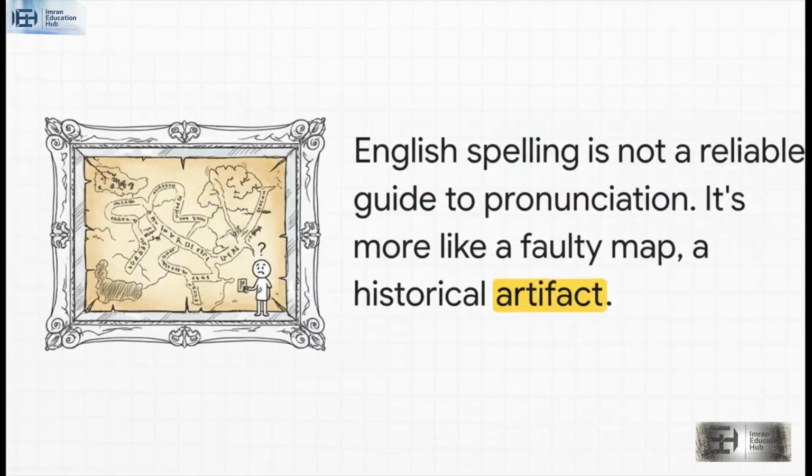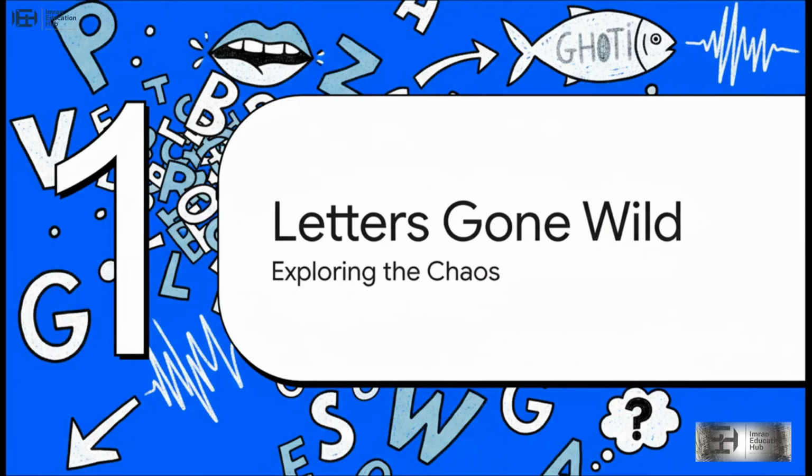Crazy, right? This little word puzzle perfectly illustrates the main point of this whole explainer. English spelling isn't a reliable guide. It's not a helpful map for how to say things. It's really more of a trap, a collection of historical artifacts that often just leads you astray. All right, so how deep does this chaos really go? Let's spend a few minutes exploring some more examples of these letters just going absolutely wild.